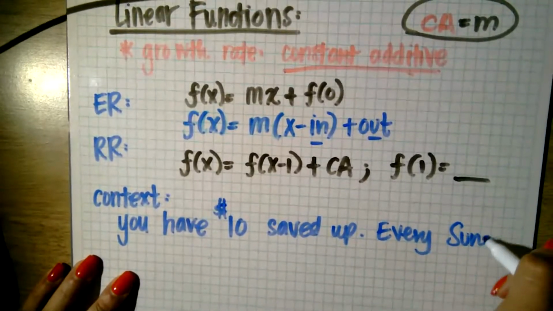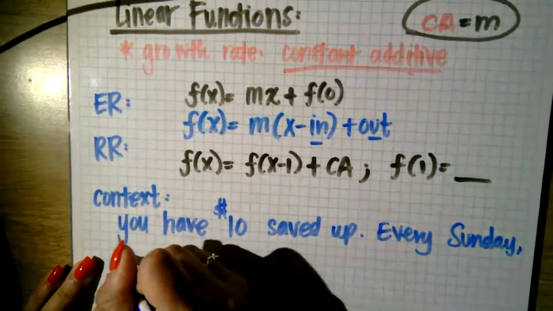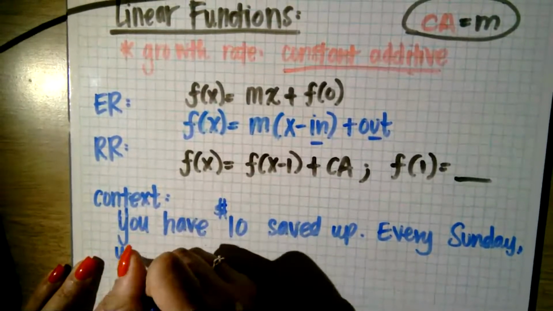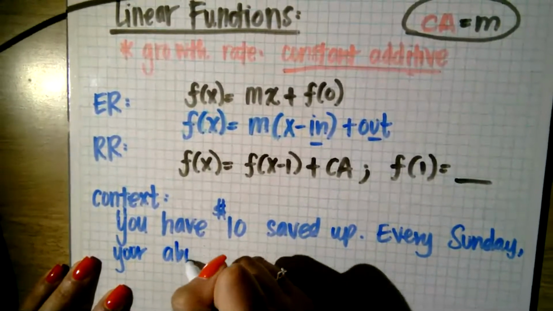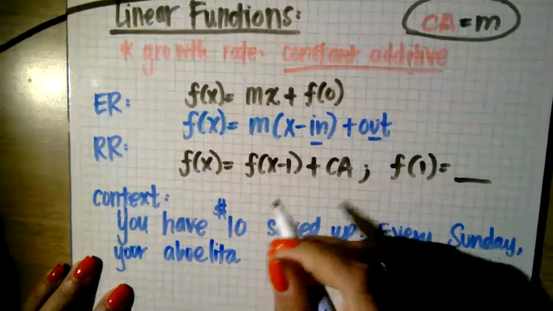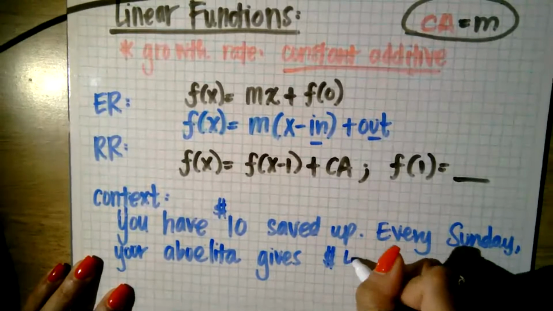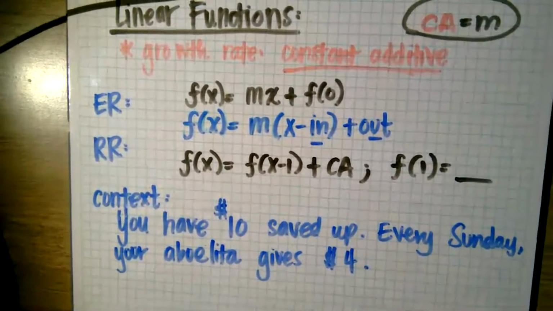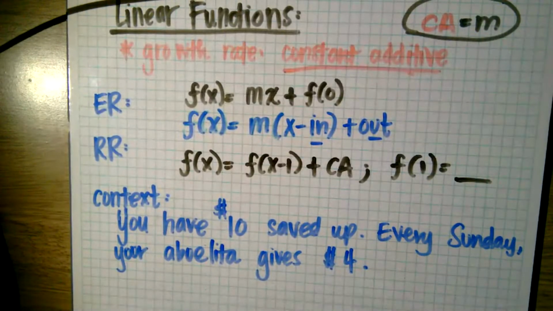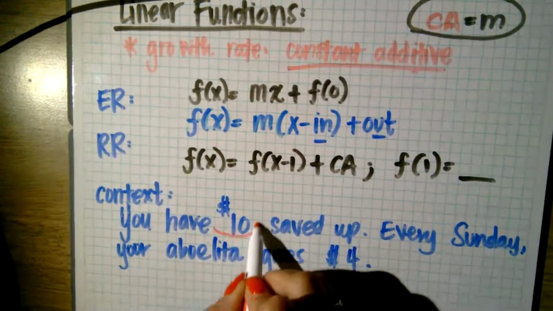Every Sunday, your abuelita gives you $4 more, right? That's just my context. So let's see. We're going to go ahead and annotate. I have 10 bucks already saved up.